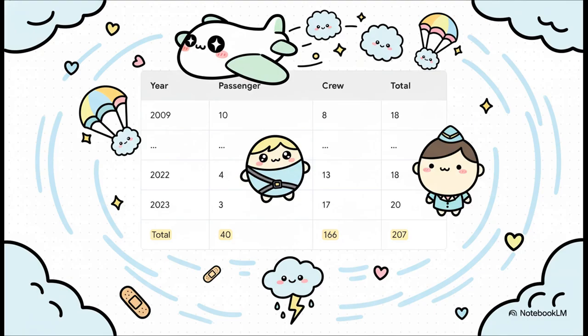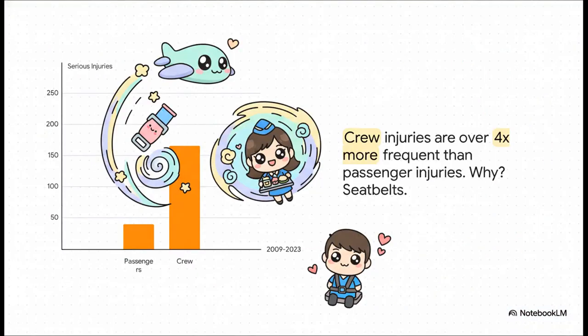Now, first thing to notice, these numbers are really, really low when you think about the millions of people flying every single day. But they're not zero, and when you look closer, there's a fascinating pattern in here about who's most at risk. I mean, look at this. Over that whole period, there were 166 serious injuries to crew members, but only 40 to passengers.